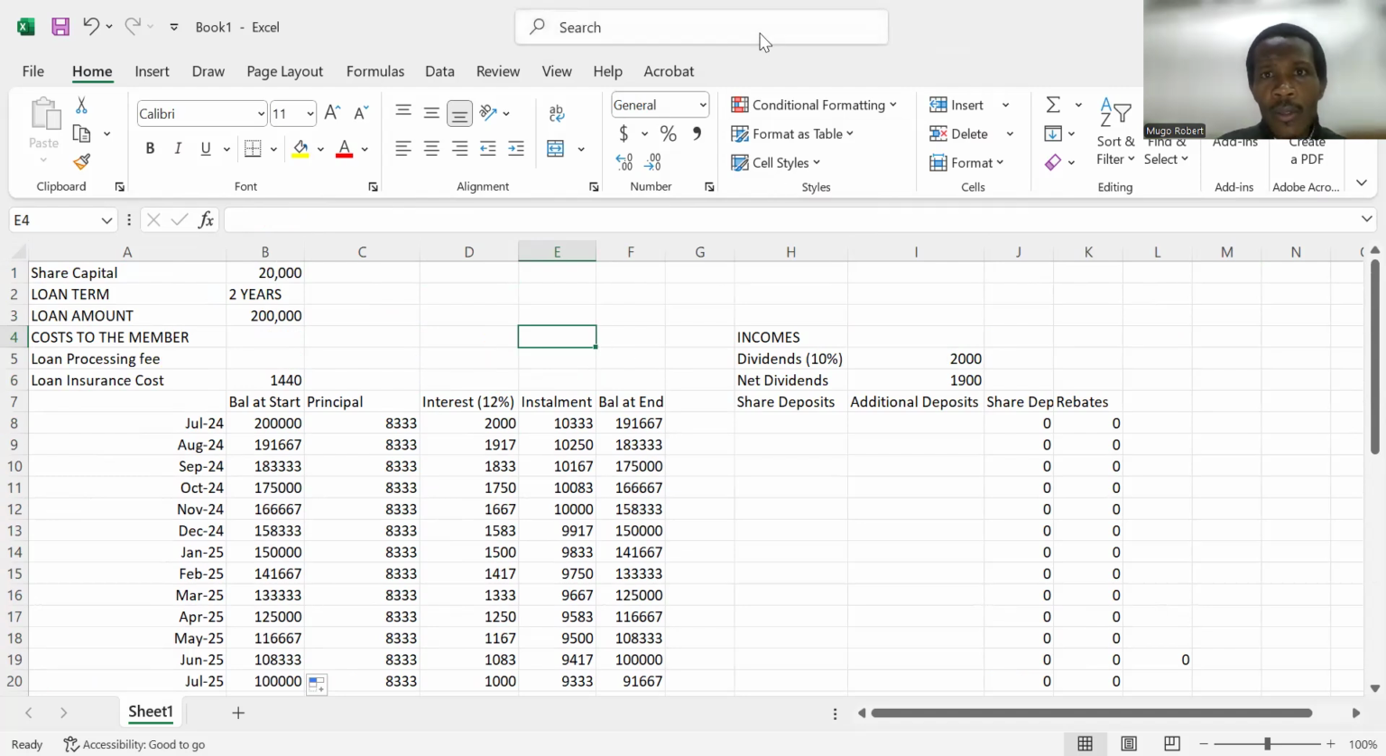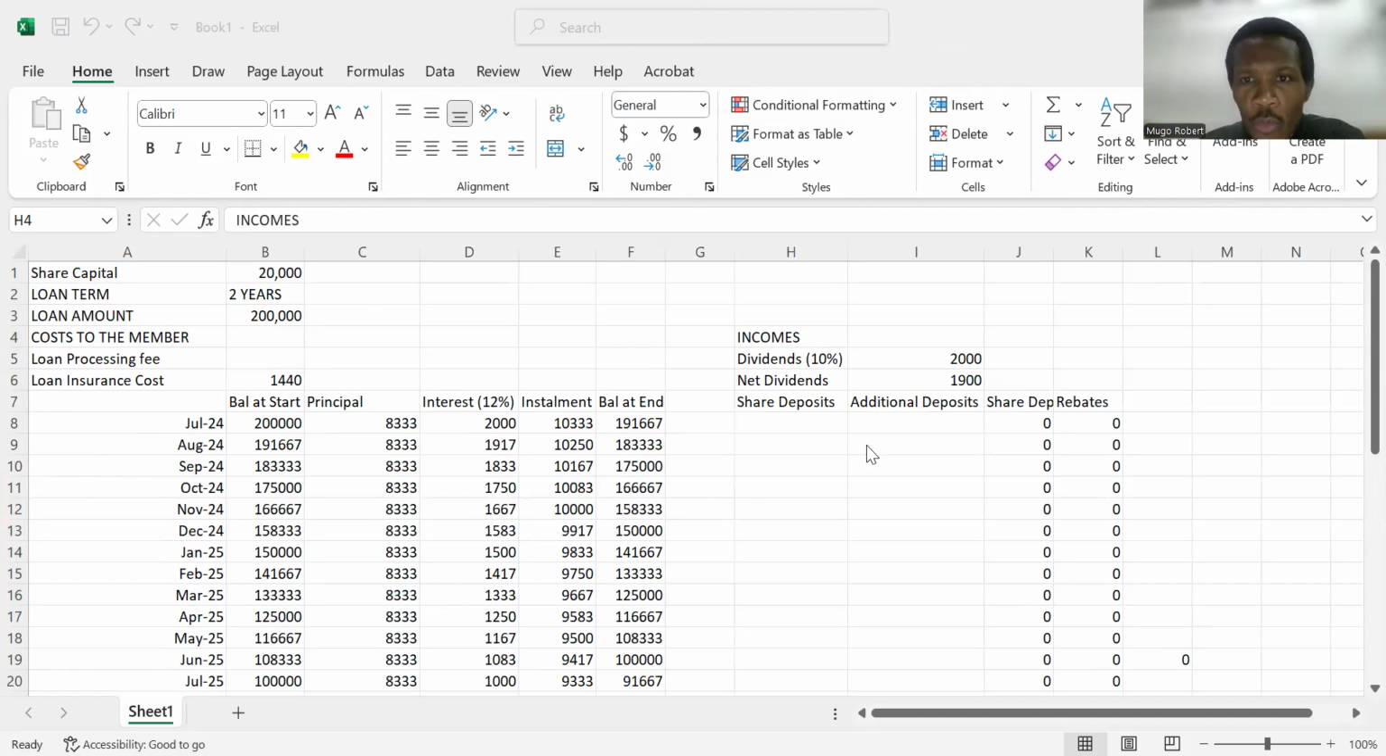What are the incomes that this member will get? We need to compute the incomes that this member will get. Allow me to get to this Excel sheet. Allow me to have full access to this Excel sheet. Just a minute. Yes, now I can have full access to this Excel sheet.